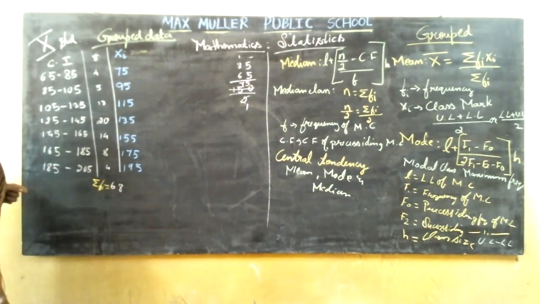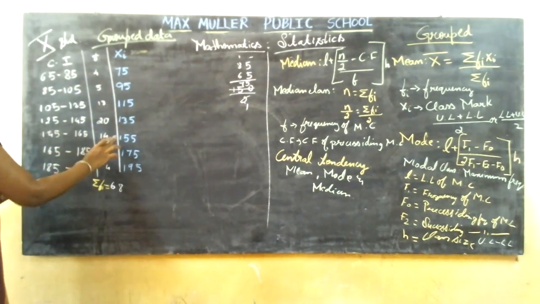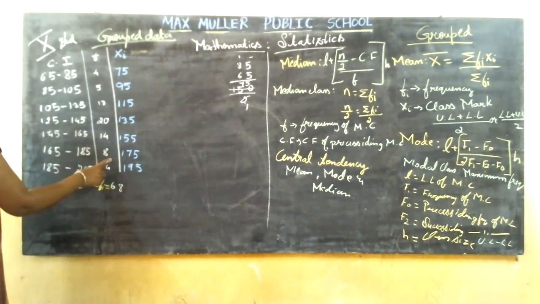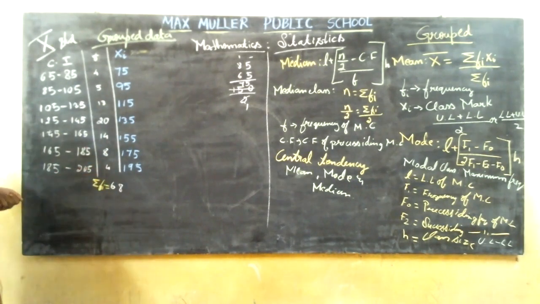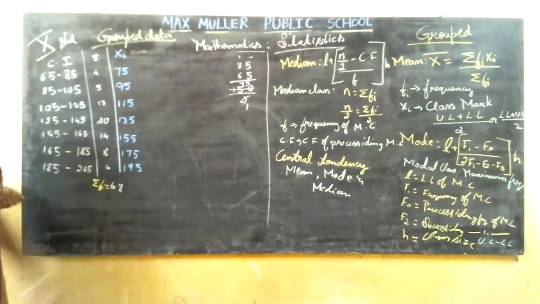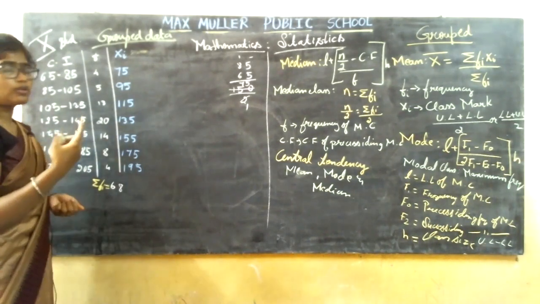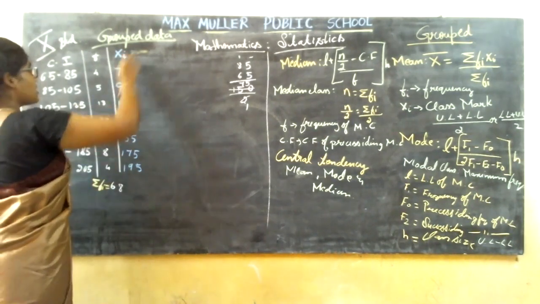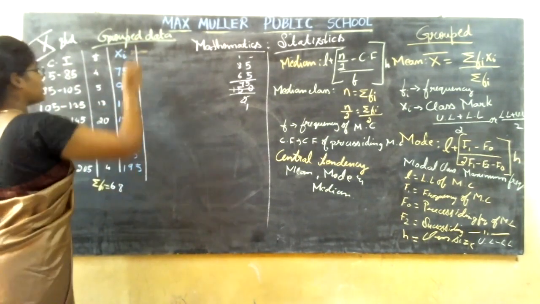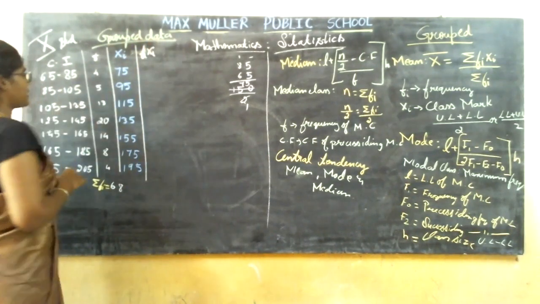So let me check whether it is 68 correctly or not. 4 plus 5 is 9. 9 plus 3 is 12. 12 plus 4 is 16. 16 plus 4 is 20. 20 plus 4 is 24. 24 plus 4 is 28. 8, 2 carry. 2 plus 1 is 3. 3 plus 2 is 5. 5 plus 1 is 6. So sigma fi is 68. Next, what is the next tabular column we are going to find out? The next one is fi into xi, correct?